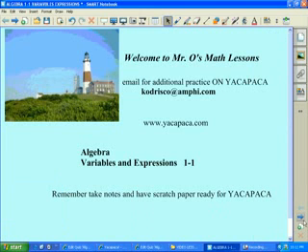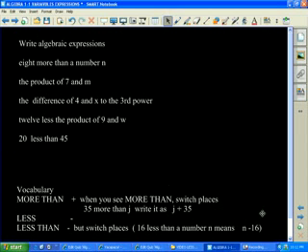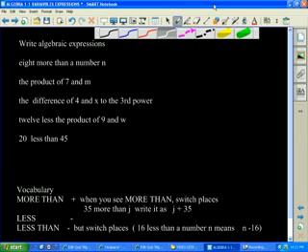Now be careful. Remember, Yakapaka is looking for a special format when you put that into your answer box. So let's look at some problems here. First thing we're going to do is look at some of our vocabulary words that we really have to pay attention to down on these problems.